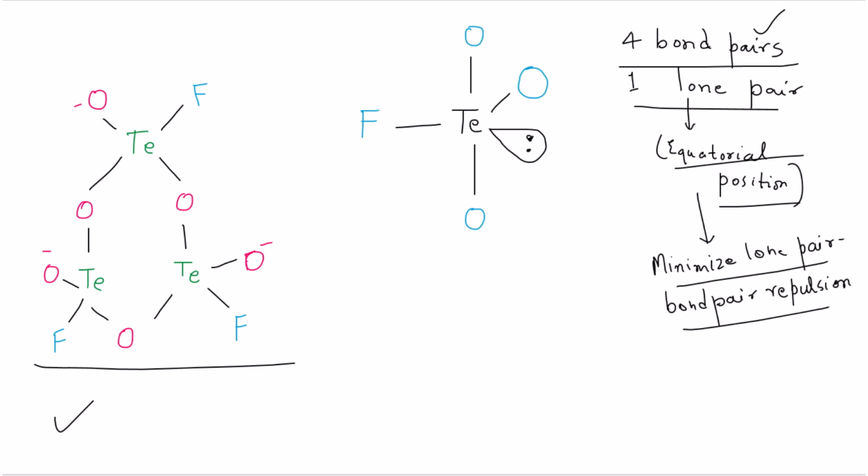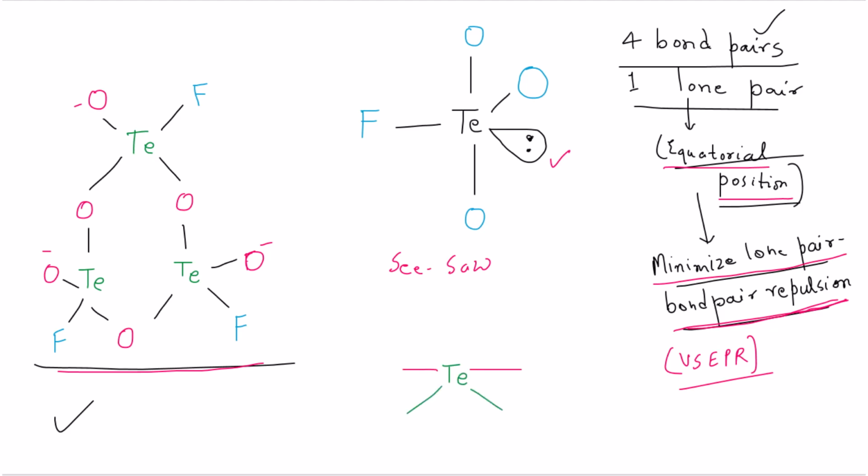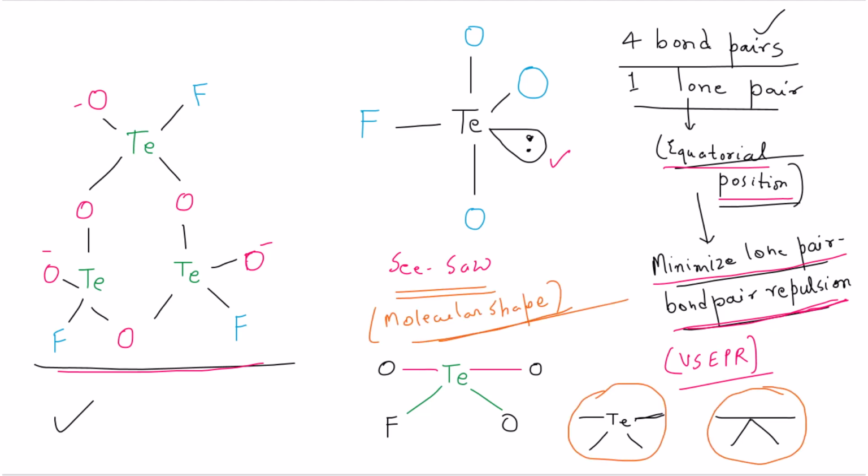Now why does this lone pair occupy the equatorial position? The lone pair occupies the equatorial position in order to minimize the lone pair-bond pair repulsion according to the VSEPR theory, and make the structure stable. So this is our seesaw shape for the symmetrical trimeric TeO2F minus structure. If you want to visualize this seesaw structure, we do not indicate the lone pair. So this is tellurium, and we have 2 axial oxygens, then 1 equatorial fluorine and 1 equatorial oxygen, which shows the similarity of a seesaw. So this one is the actual molecular shape of this compound.